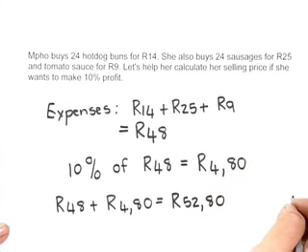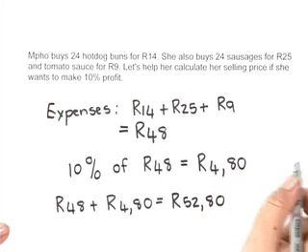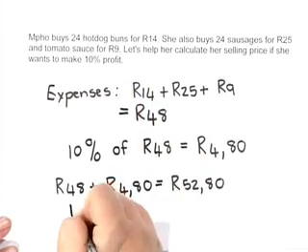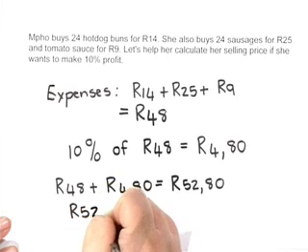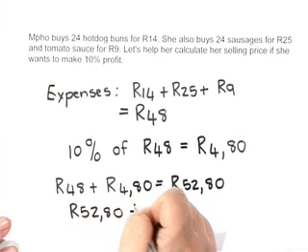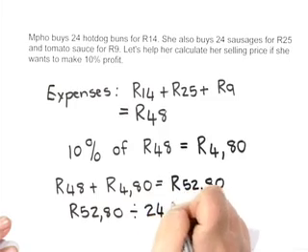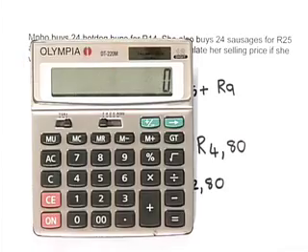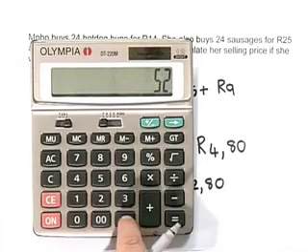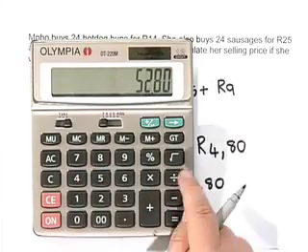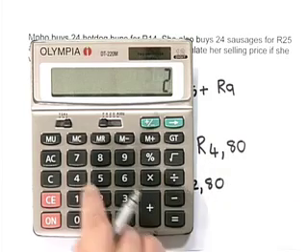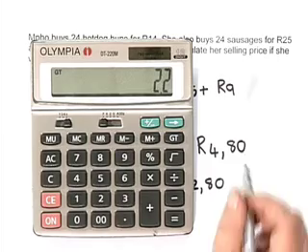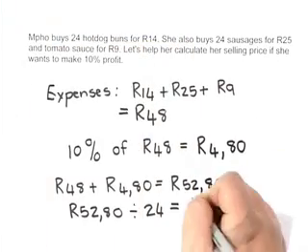So what is the price of one hot dog? How many hot dogs is she going to sell? 24. So let's record. 52 Rand 80 cents divided by the 24 hot dogs, and we'll have the price for one. Let's use our calculator. We have 52 Rand 80 cents divided by 24 hot dogs, and each hot dog is going to cost 2 Rand 20 cents.